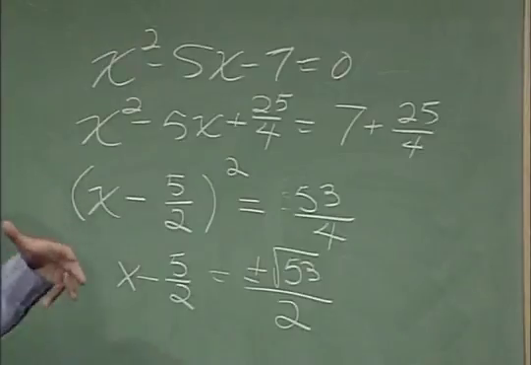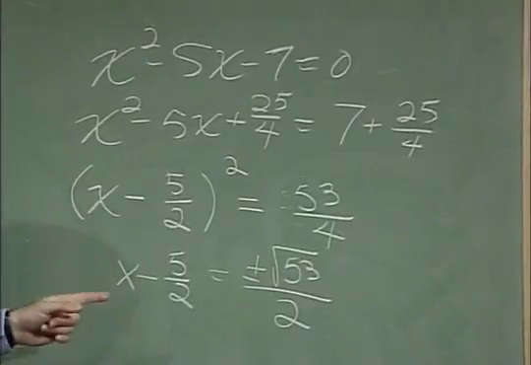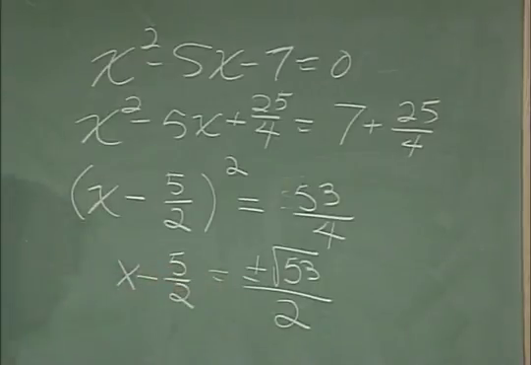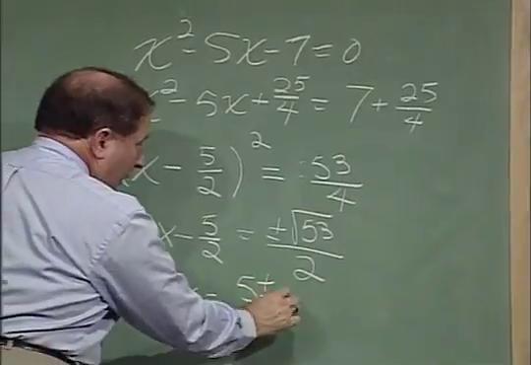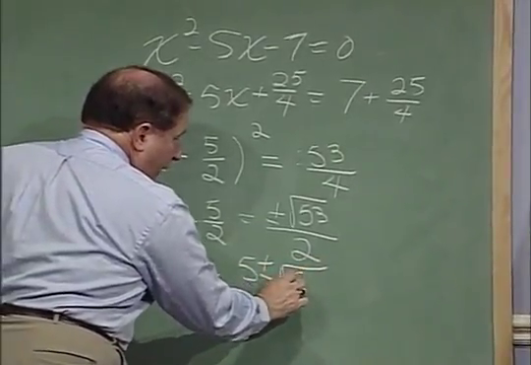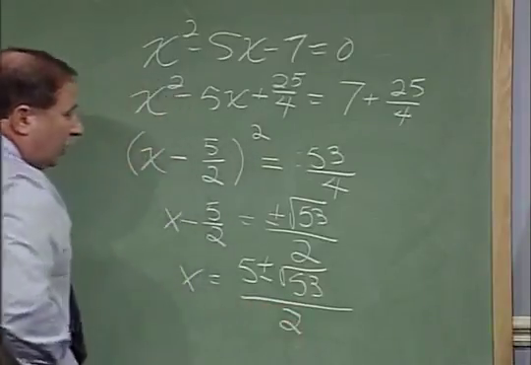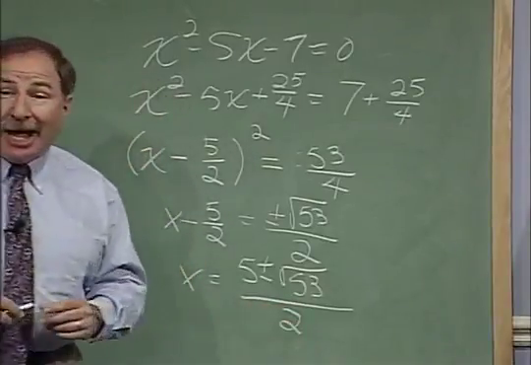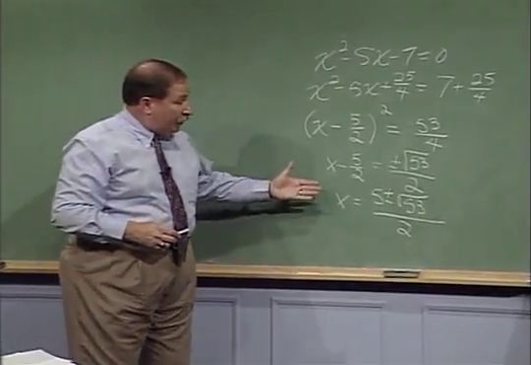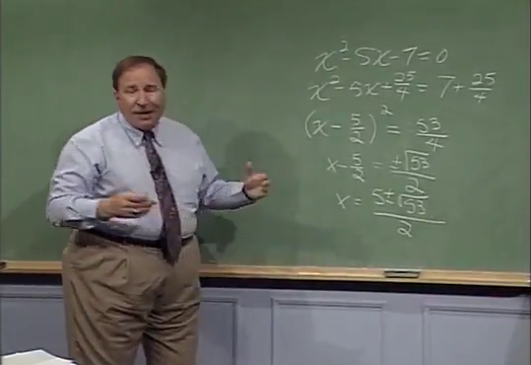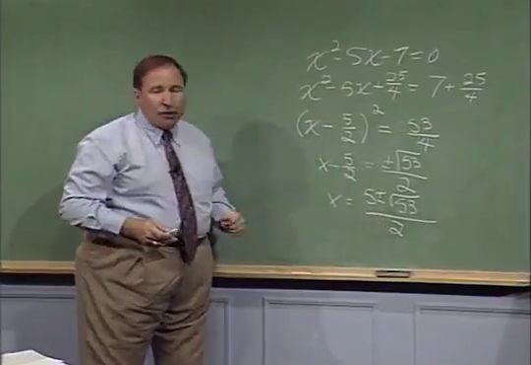And now I add 5 halves to both sides because I want to solve for x. And notice we have a common denominator, 2. So I'm going to simply write that as 5 plus or minus the square root of 53 all over 2. Now that's a typical looking answer for your quadratic problems. And again, what is the square root of 53? Well, it's about 7, a little more than 7. So we can figure out what this is approximately, which might be helpful.